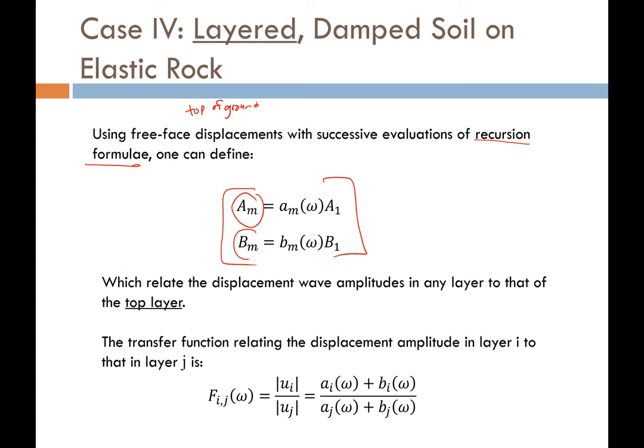So the transfer function for this, relating the displacement amplitude of layer I, or M, of interest to that of layer J, is just going to be this function right here, where it's just the ratio of these little a and little b values from the recursion formulae.